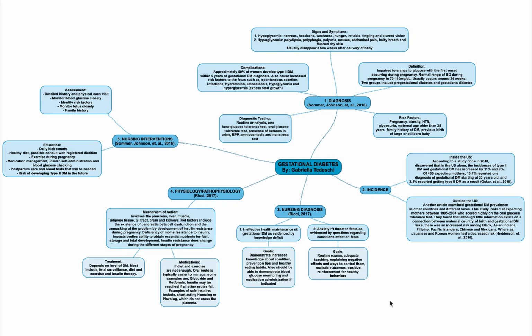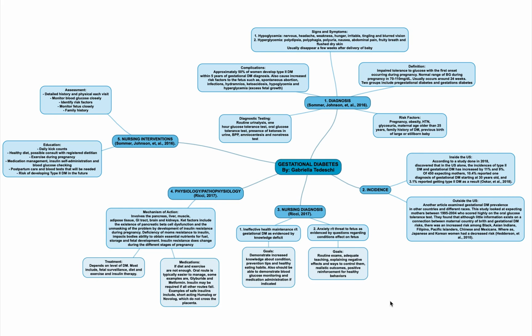Some diagnostic testings that we have here, which are very important. We have the routine urinalysis, and then we have the 1-hour glucose tolerance test. So that's where mom is given 50 grams of an oral glucose, and then we test her blood sugar 1 hour later. And that's performed at 24 to 28 weeks of pregnancy. Now, if this test is positive, that would be a blood glucose of 130 to 140 or greater.